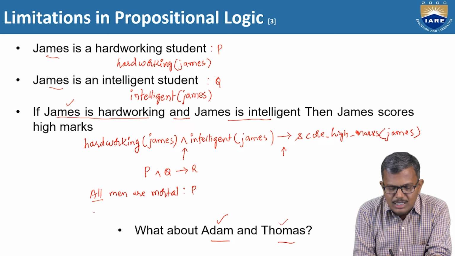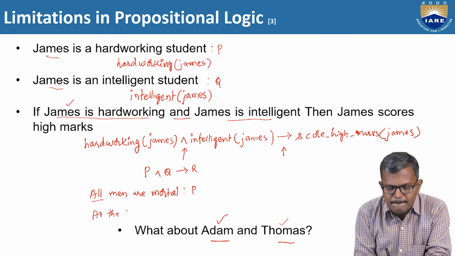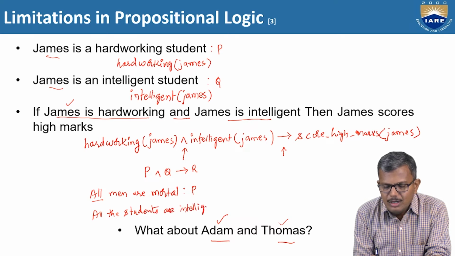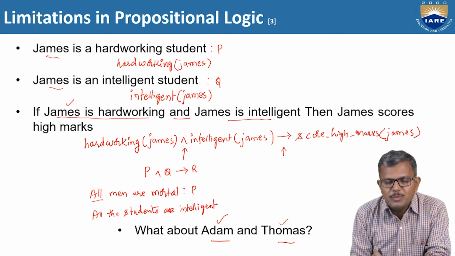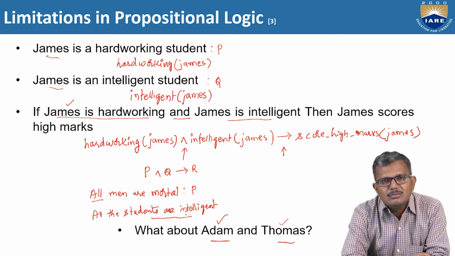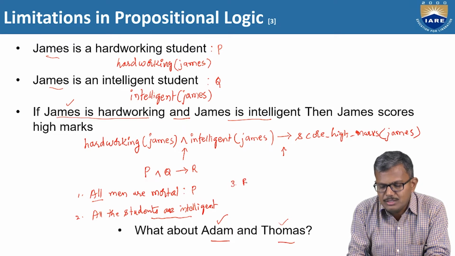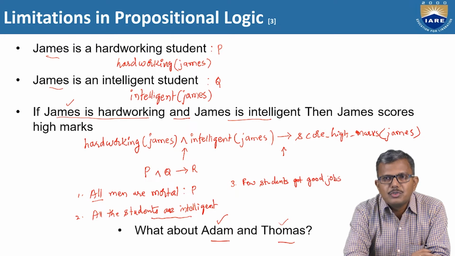Similarly, if I say that all the students are intelligent, what happens in propositional logic? I can represent this sentence as students are intelligent. Let me take one more example. If I say few students got good jobs, then in this case, what is happening?